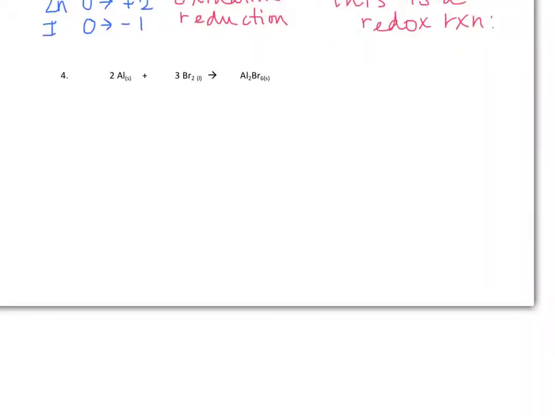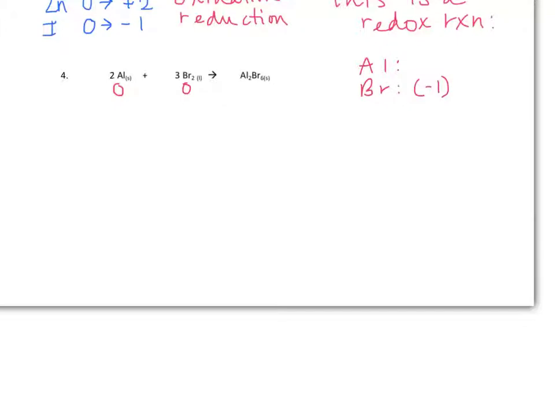And lastly, let's look at the last example, example 4. We have aluminum by itself, oxidation number of 0. Bromine, Br2, the way it naturally exists in nature, oxidation number of 0. Then we have Al2Br6 solid. There's nothing here that's by itself. Do we have a simple ion? Yes, we do. Bromine is in group 7. The only oxidation state this can have is -1.